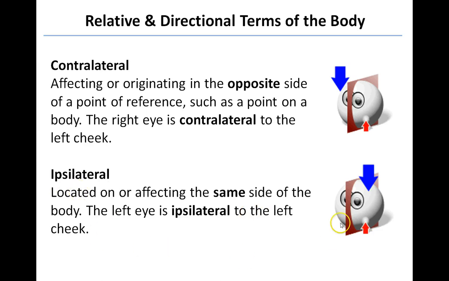Ipsilateral means on the same side of the body. So left eye, ipsilateral to the left cheek. Left eye, left cheek, ipsilateral. But these terms often tend to be used in reference to things like injuries, where an injury on one side of the body is affecting something on the other side of the body, contralateral, or an injury on one side of the body affecting something on the same side of the body, ipsilateral.